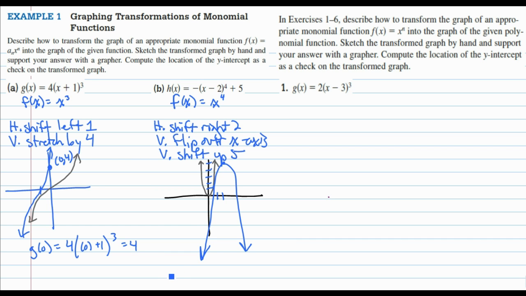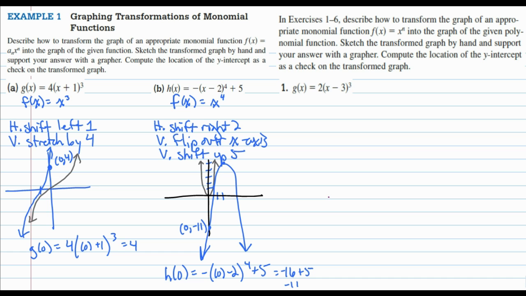But let's plug in 0 to the h function to see what our y-intercept is. Like I said, plug in 0. Negative 2 to the 4th. Negative 2 squared is 4. 4 times 4 is 16. That's a negative 16. And then plus 5, so negative 11, which makes sense. So this would be 0, comma, negative 11.